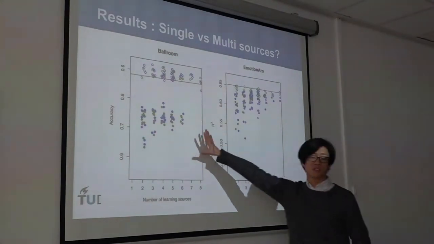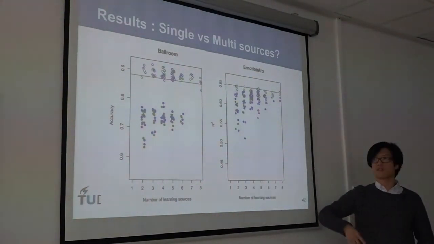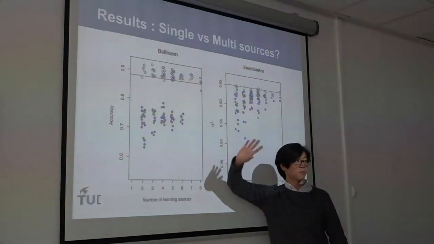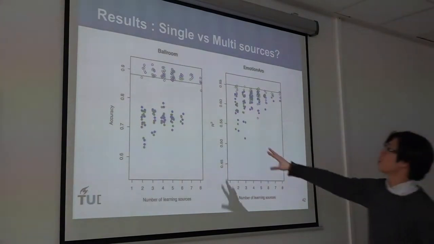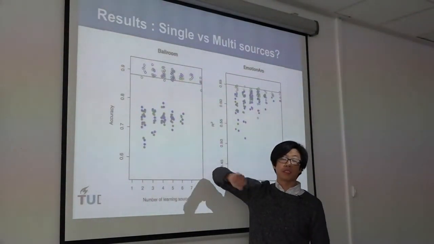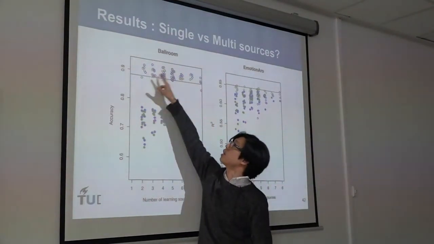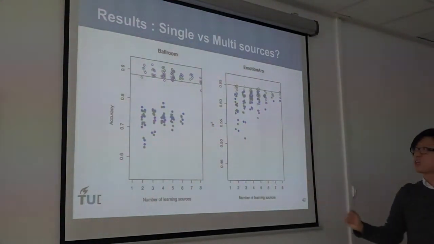Again, this is a really skewed data set, which is already known in the field to be highly skewed toward the BFEAR information. And in all these groups, this blank line is the best single source performance, and these are groups, of course, including this BFEAR information as a learning source.